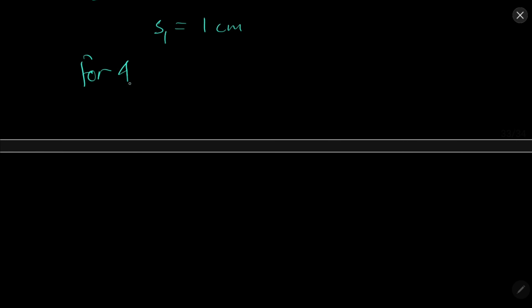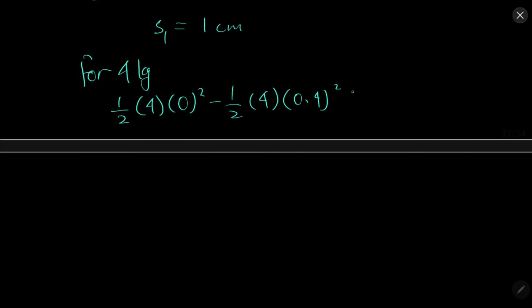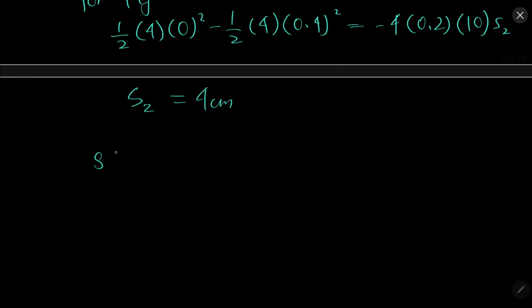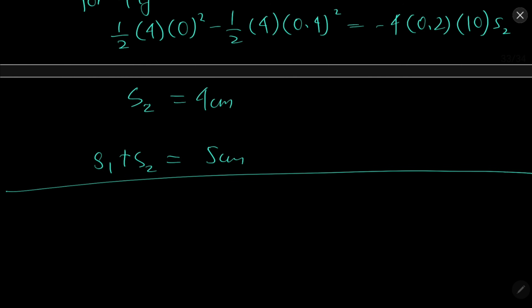Now for the 4 kg block, it will be half into 4 into 0 square minus half into 4 into 0.4 whole square equal to minus 0.2 into 4 into 10 into S2. So this displacement will be 4 centimeter. So the total distance between them will be 1 plus 4, 5 centimeter.